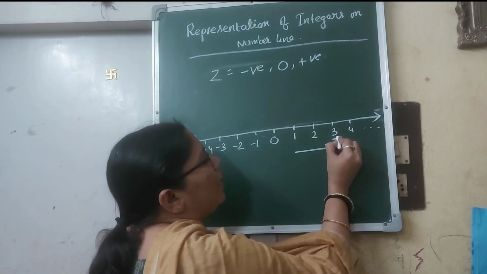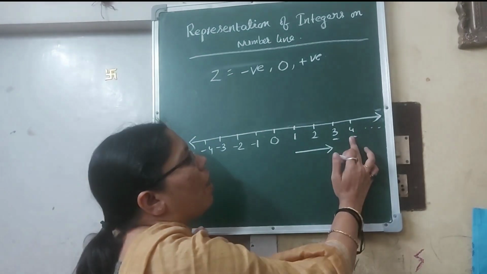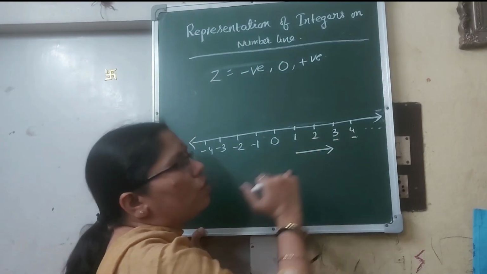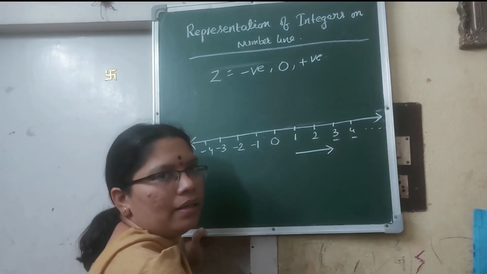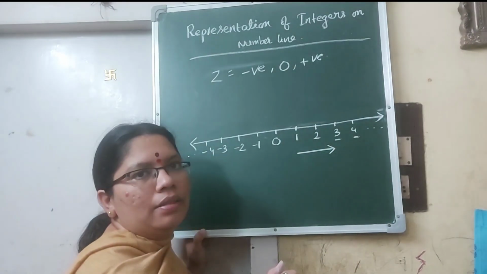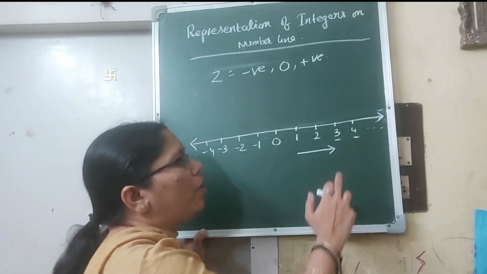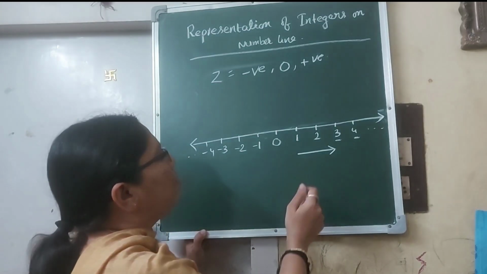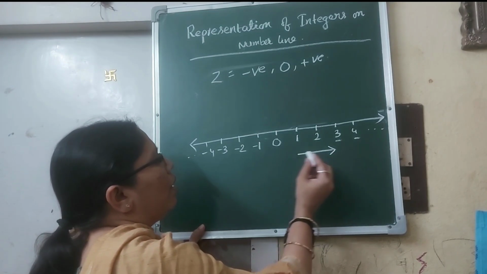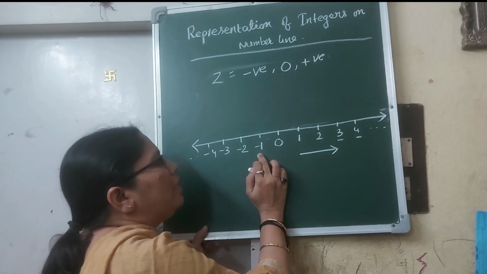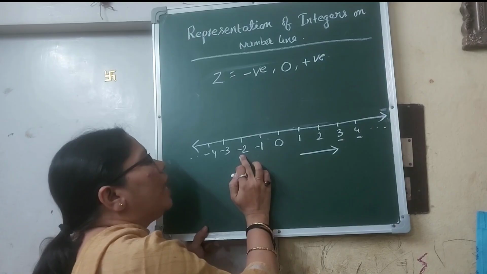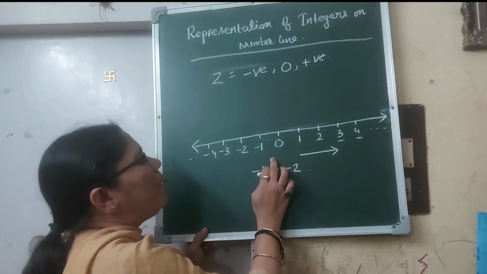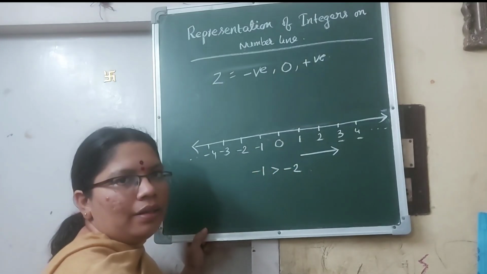For example, take 3 and 4. 4 is on the right hand side, 3 is to the left of 4. So comparing these two, 4 is greater than 3. So the number on the right hand side on the number line is more than the number on the left hand side. Likewise, -1 is more than -2. -1 is greater than -2. Why? Because this is on the right hand side.